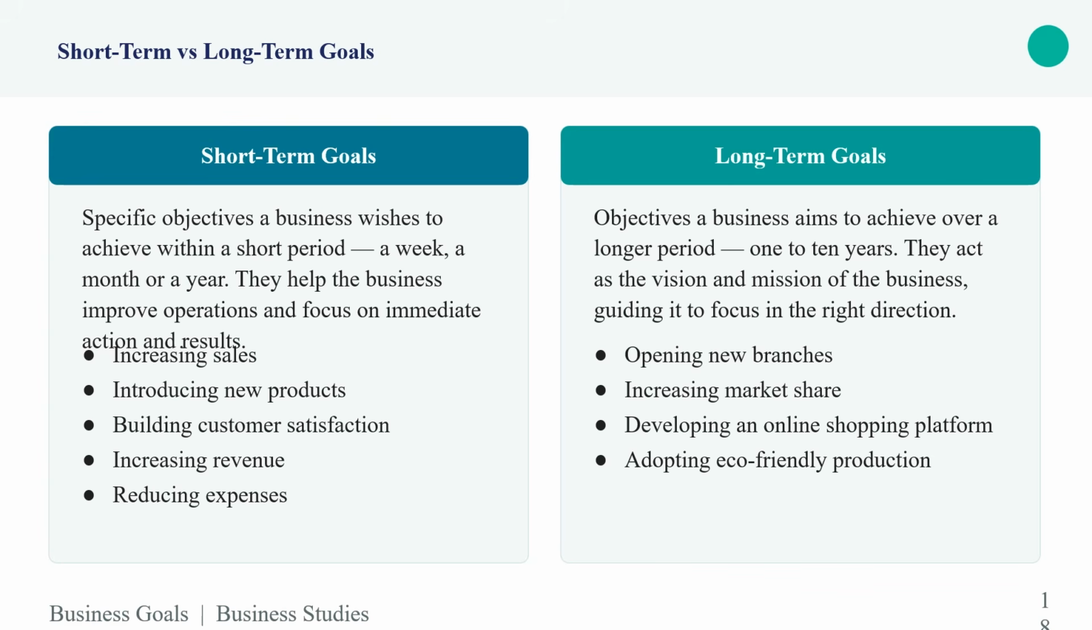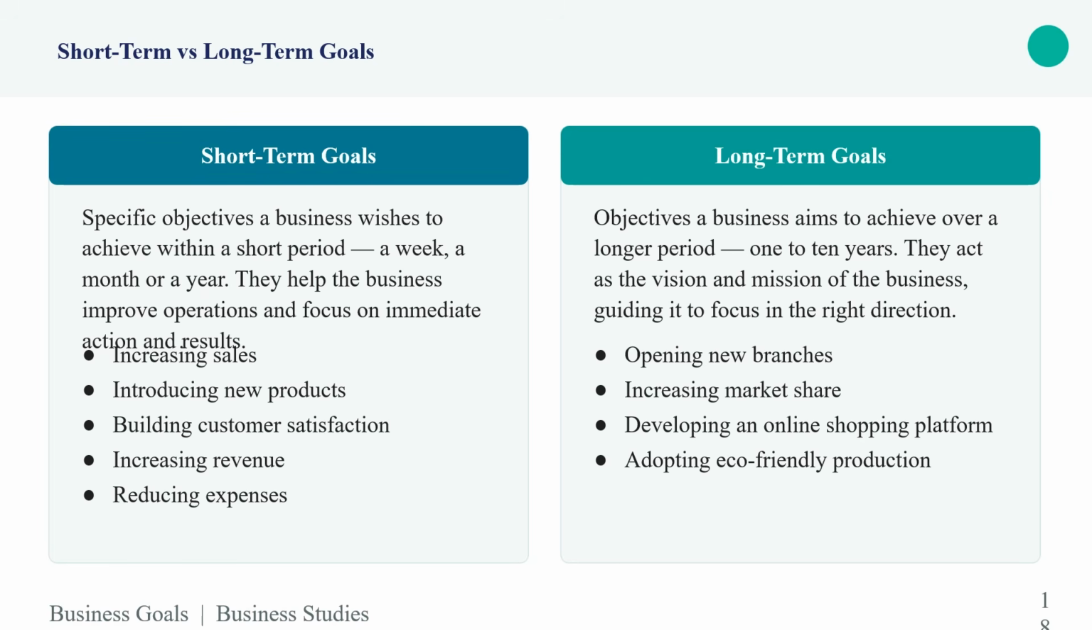Okay. So the first ones include increasing sales. That's one of the first goals. Second one is introducing new products. Third one is building customer satisfaction, increasing revenue, reducing expenses. Those short-term goals are just there to increase sales, introduce new products, build customer satisfaction, increase revenue, and reduce expenses.